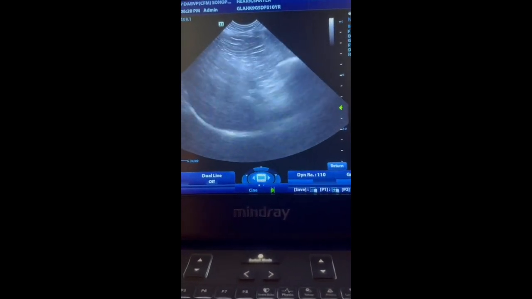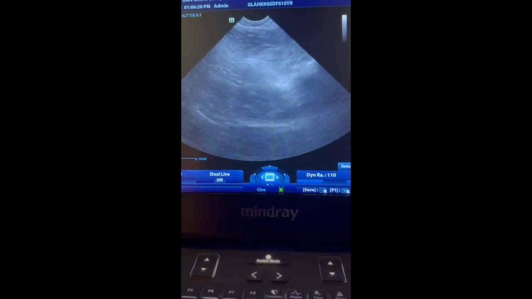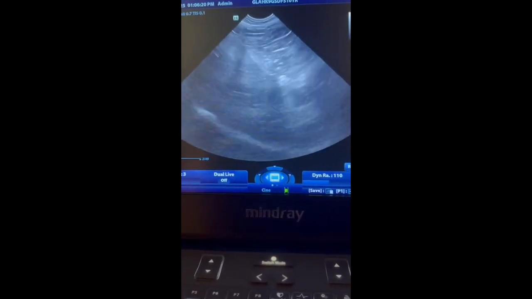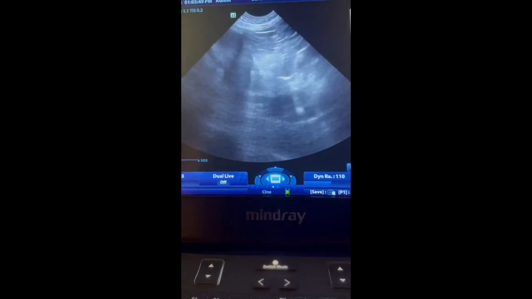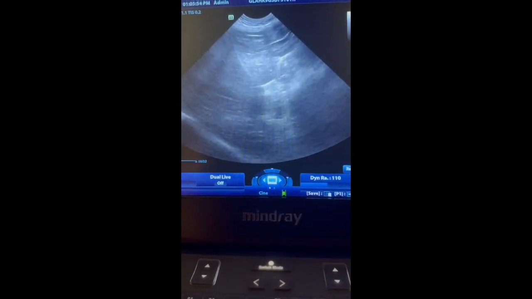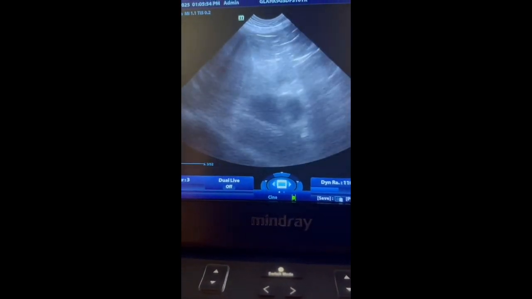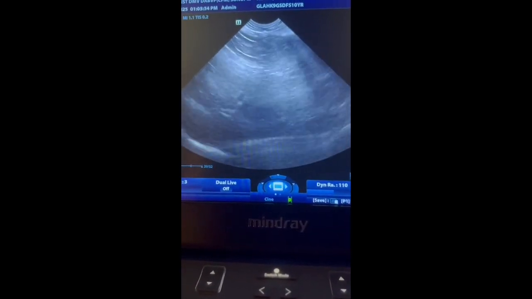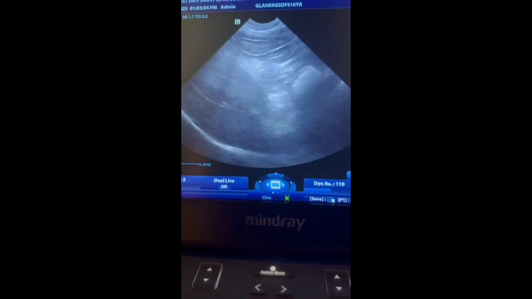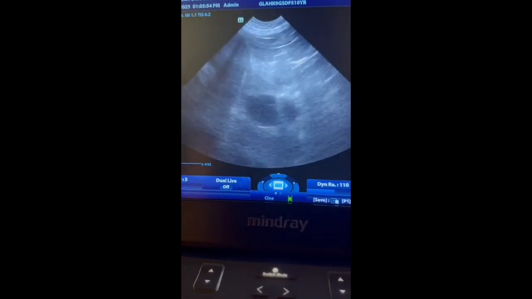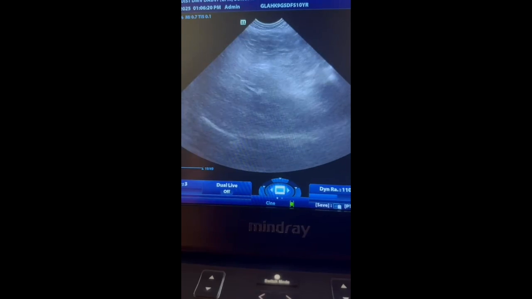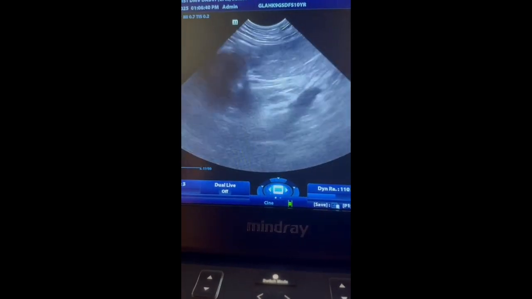All right, and this is with a C11 probe and a 7 megahertz frequency, right? And this is an overweight, tense abdomen German Shepherd. So he's about 85, 90 pounds, kind of a wine barrel. And so this can be challenging, and he has a tense abdomen on top of it. So all those things interfere.